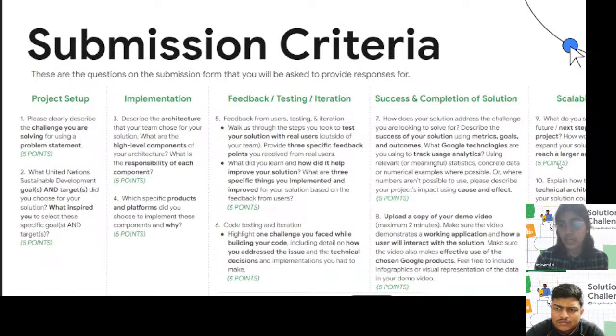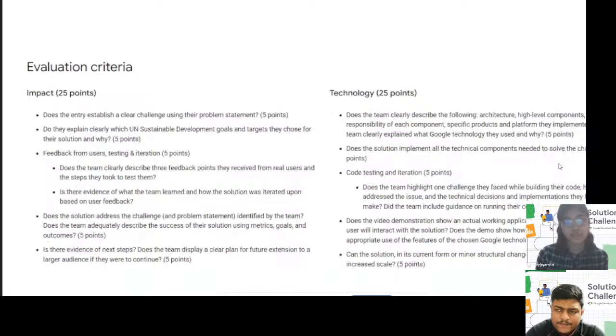Moving on to the 10th question, explain how the technical architecture of your solution could support scaling to a larger audience. So here also they're trying to focus on the larger audience and the scalability of your solution. So these are the kinds of questions they're going to ask you and then check.